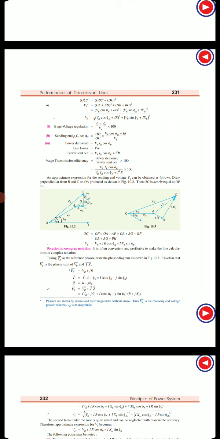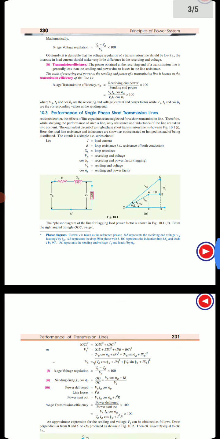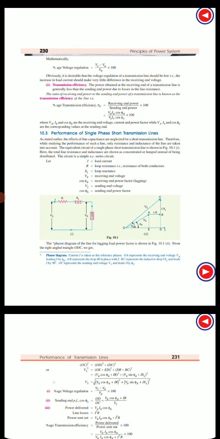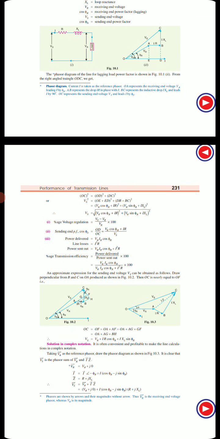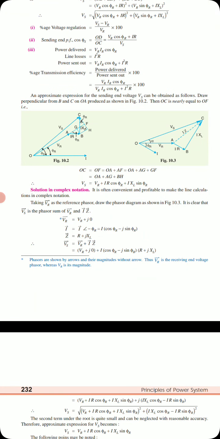In the previous class, we have seen the performance of transmission line. In that, we started with the short transmission line, where we saw how a short transmission line is modeled with one resistance and inductance and load is connected, neglecting the capacitance, and how sending end voltage and receiving end voltage have a relationship. Now, we will see this solution in the complex notation.